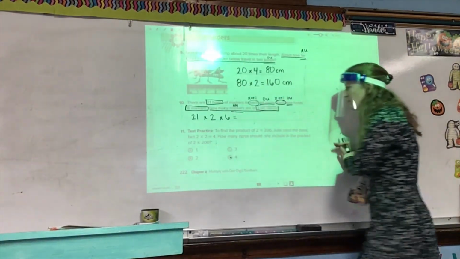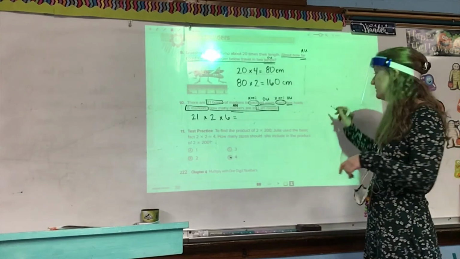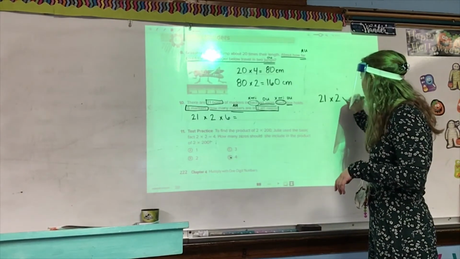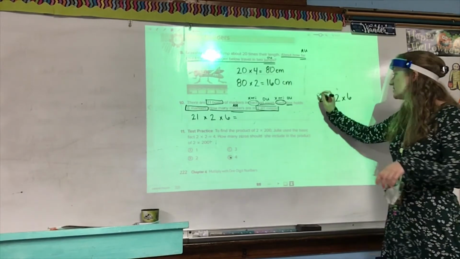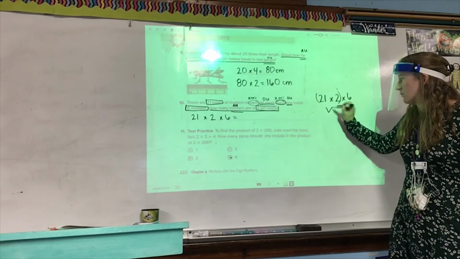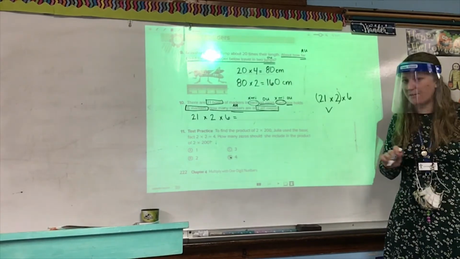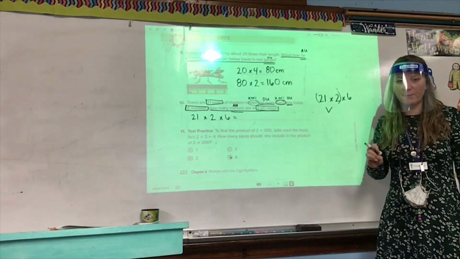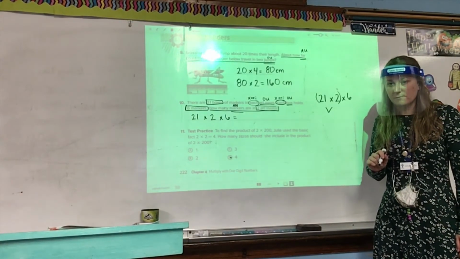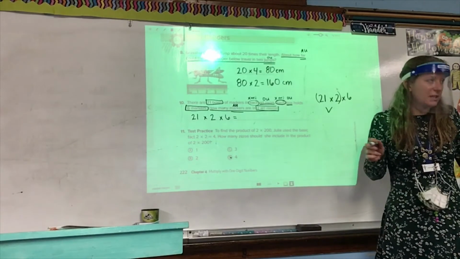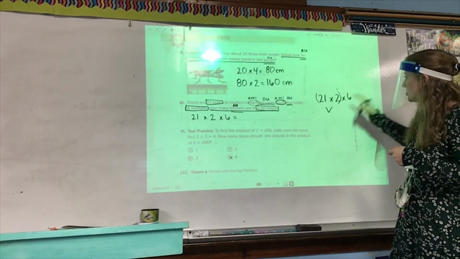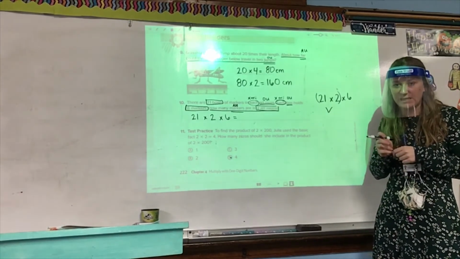So I would go to my separate sheet of paper, which most of you did not do. 21 times 2 times 6. And I'm going to solve 21 times 2 first. Well, Zari, what do I have to use to solve that? Because I don't know how to do it the regular paper and pencil way yet. So what do I have to use to solve that? Addition. I could use repeated addition. I was thinking a model, but yeah, let's go ahead and do repeated addition. So that means I add 21 how many times?